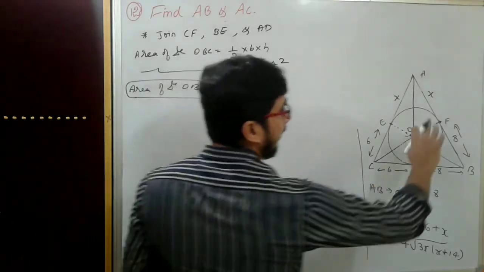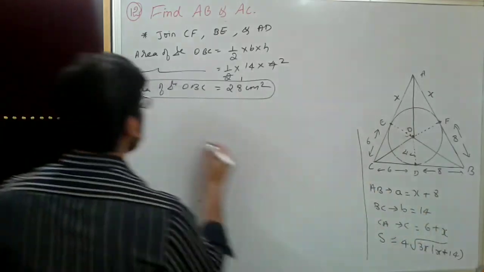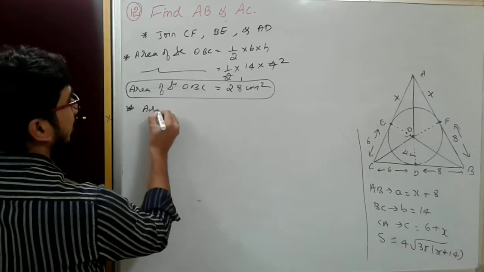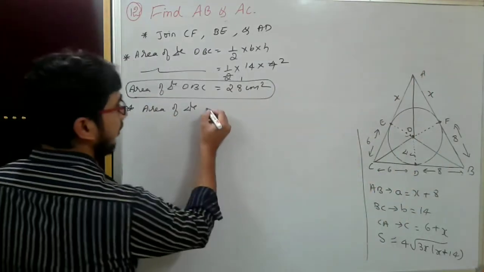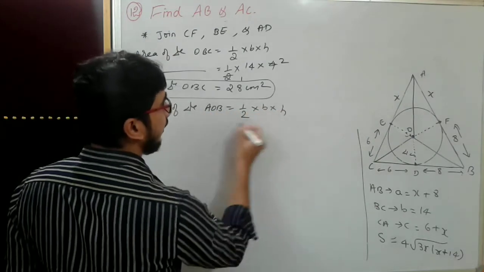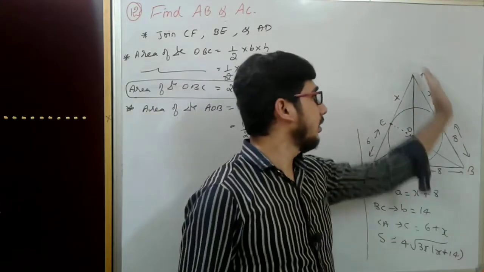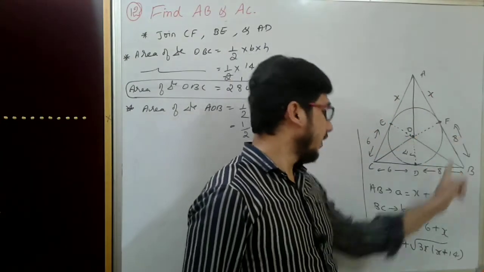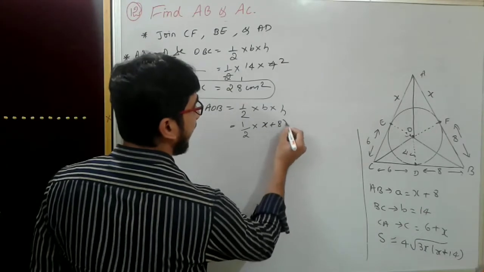See, to find this one, we will take the area of triangle OAB. Area of triangle AOB is equal to half into base into height. Half into base, how much? That is the base. Just tilt it like this and imagine x plus 8. This is the base, x plus 8. Put it in the bracket.